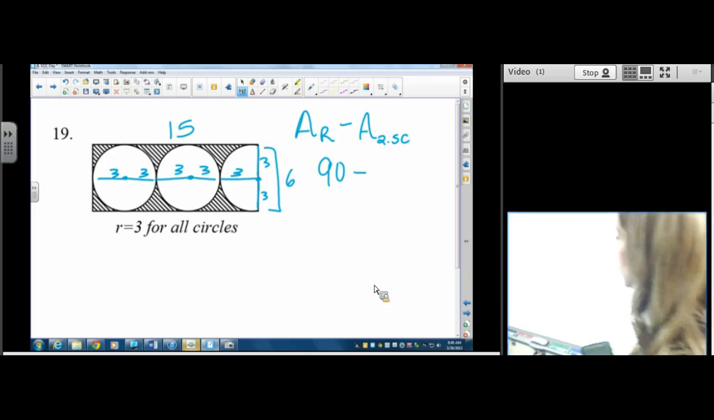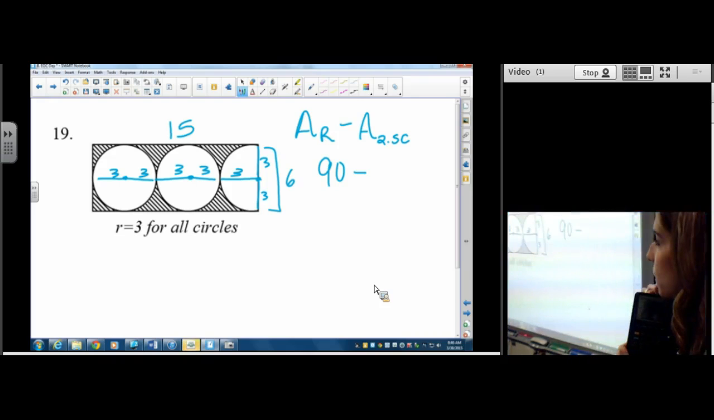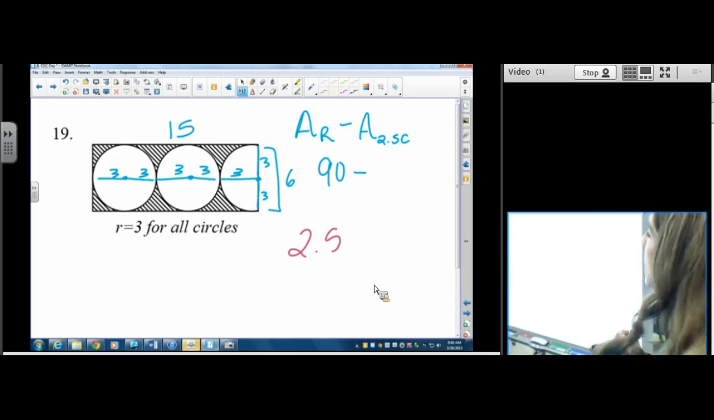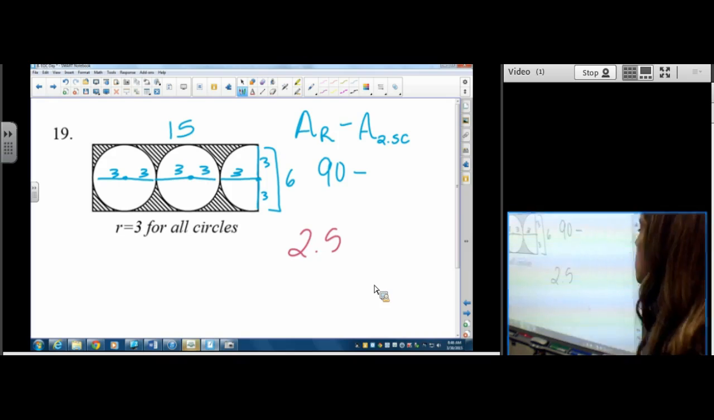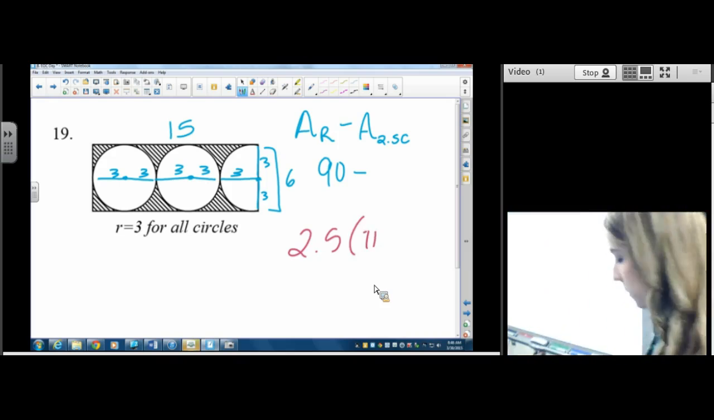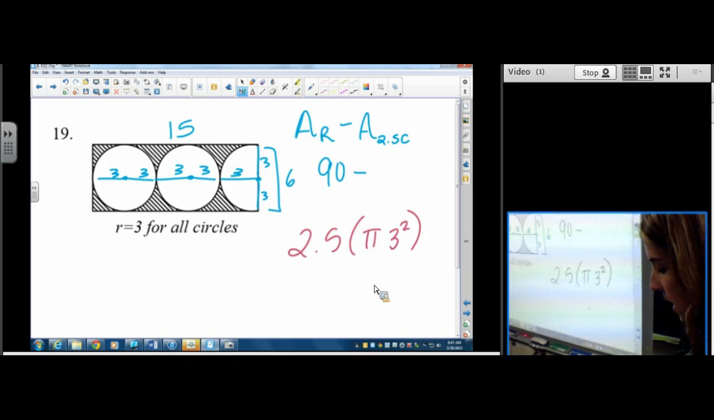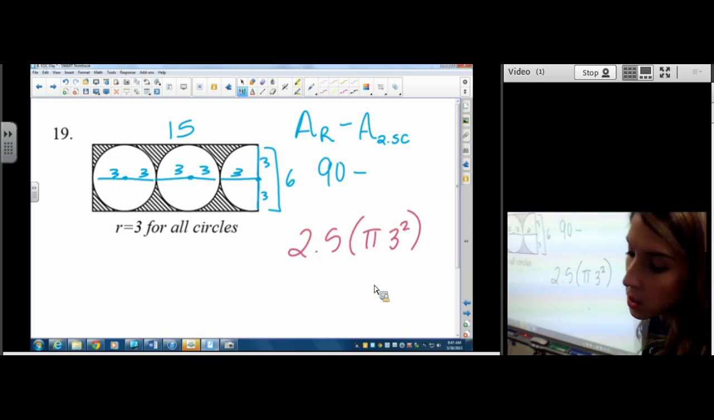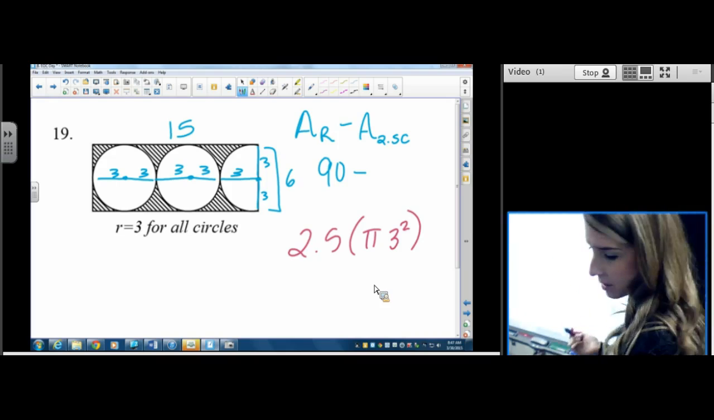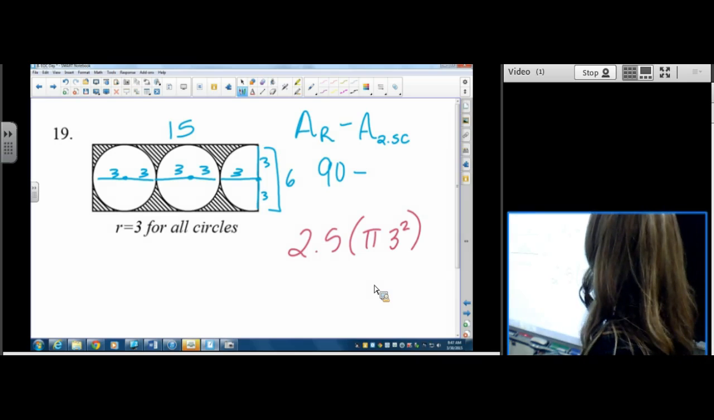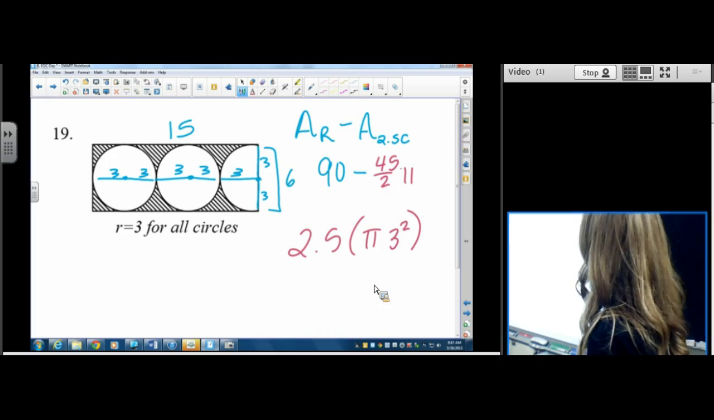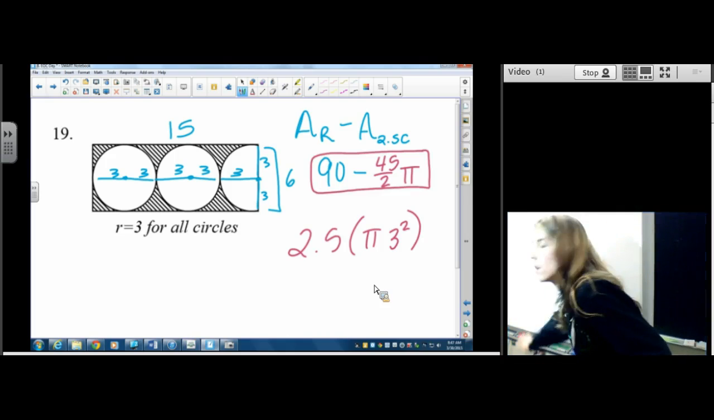Now let's find the area of 2.5 circles. So all we have to do is find the area of one circle and multiply it by 2.5. The area of a circle is pi r squared. So we're just doing 9 times 2.5. You can keep it as a decimal, but in my typed up answers, I have it as a fraction. But if you have 22.5 pi, that would not be wrong.